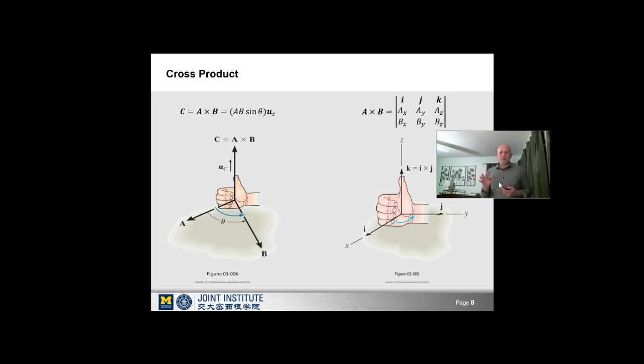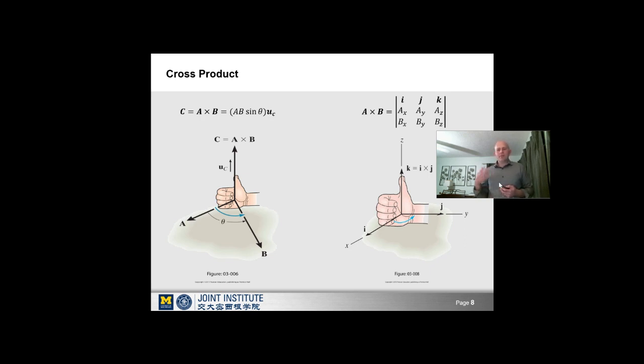Now, another way of calculating cross product is just setting up the determinant here. A cross B is equal to i, j, k in the upper row, ax, ay, az in that second row, bx, by, bz in the third row, and you can just calculate the cross product that way.